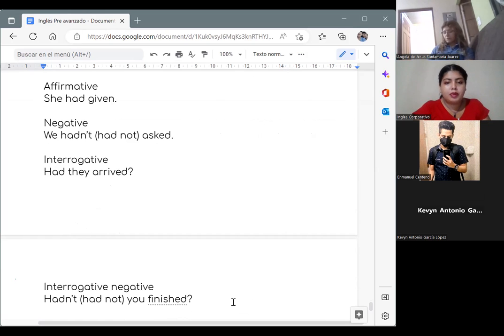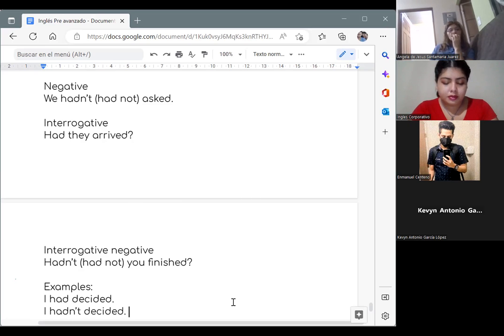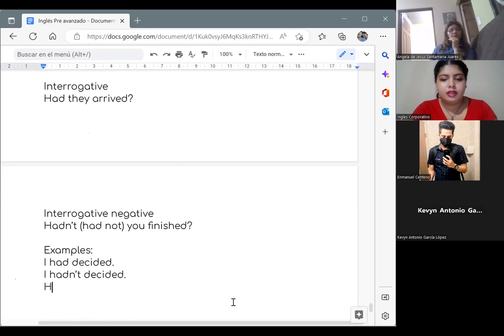And we have some examples. We have an affirmative that said, I had decided. I hadn't decided. And the last one, had I decided. And the negative one, hadn't I decided.